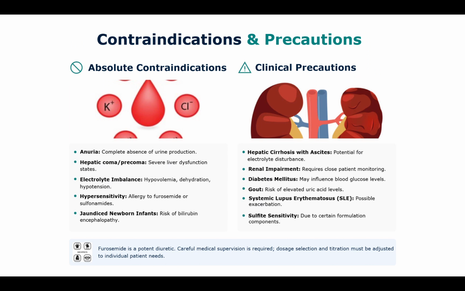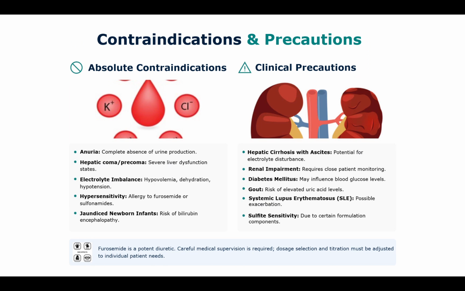There are important contraindications and precautions to consider before prescribing furosemide. Let's begin with the contraindications, situations where the drug should absolutely not be used. Anuria, or complete renal shutdown. Furosemide is ineffective if there is no urine production and can actually worsen fluid overload.